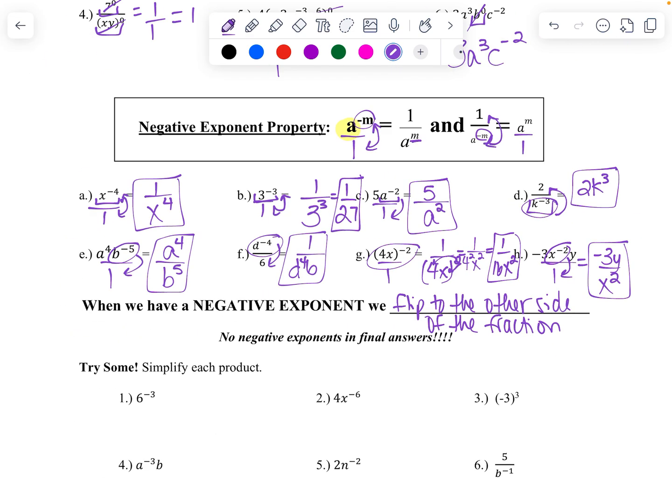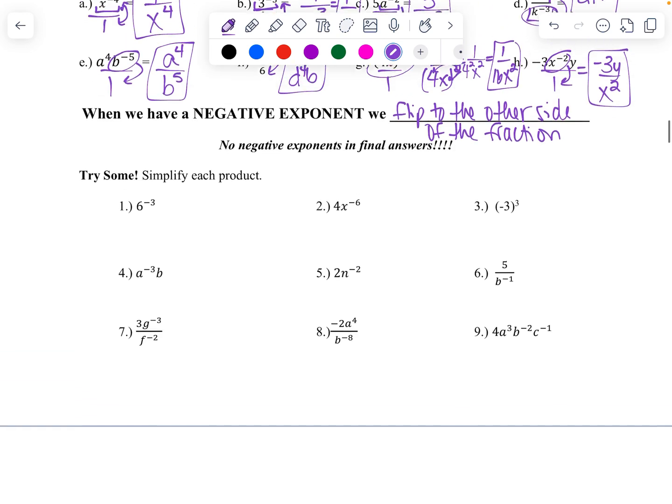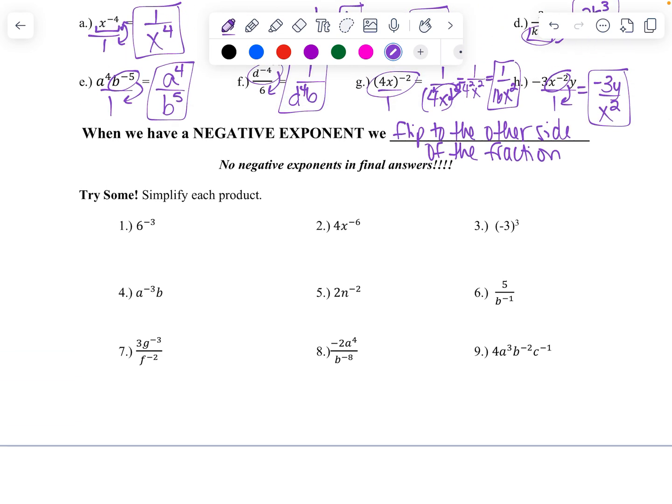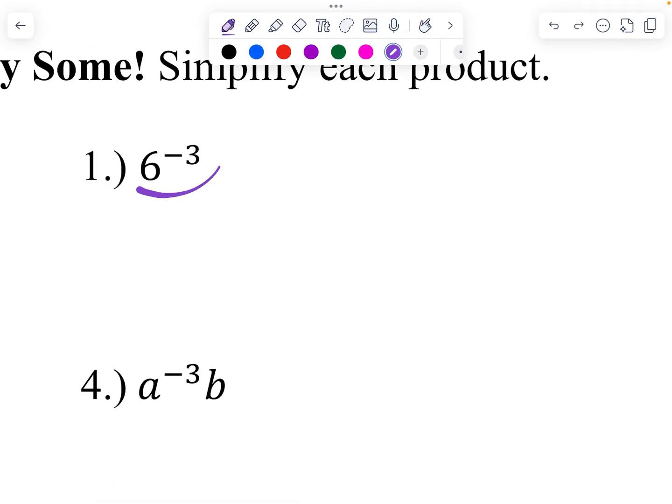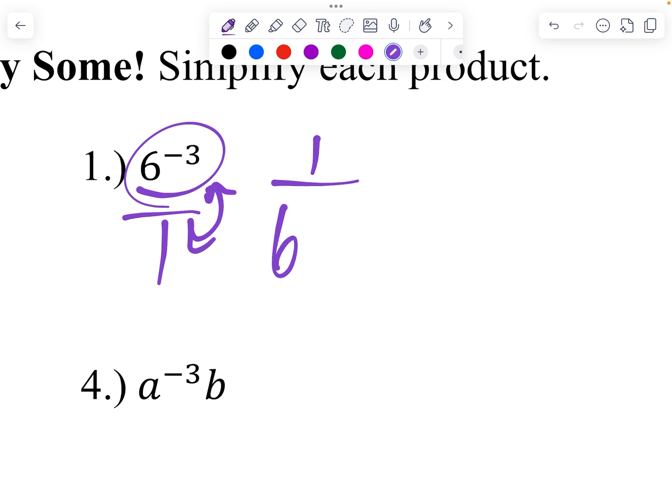Okay, so if you want to pause and give these a try, you can do that. We're going to go over these answers just so we all have the right thing. For number 1, the whole thing is raised to a negative exponent. So I'm going to put it over 1 and I'm going to flip it, and I get 1 over 6 to the third power. And then I can go one step further, and I'm going to take 6 to the third power, which is 1 over 216.